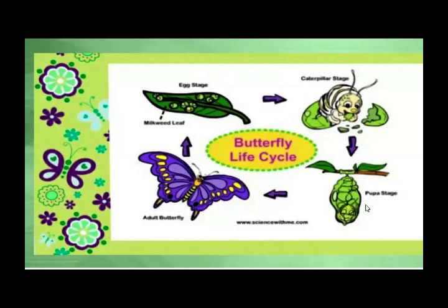Then the caterpillar becomes a pupa. This is the pupa stage. In this stage, the caterpillar rests and sleeps. The pupa, and this layer is the chrysalis. So the pupa, chrysalis, is the resting stage. Better remember this point. Caterpillar rests and sleeps in this stage. Then after some time, it grows wings and becomes an adult, beautiful, colorful butterfly. So this is the life cycle of a butterfly.